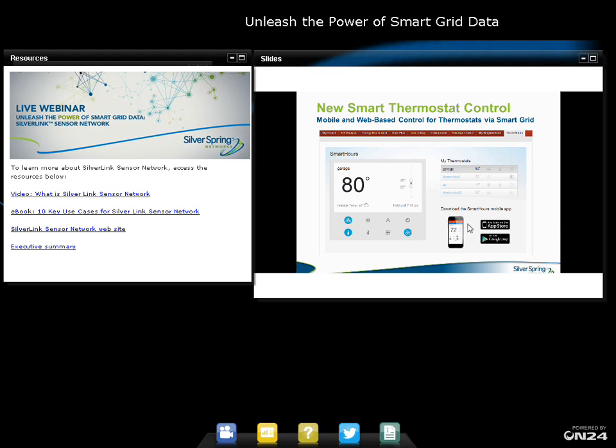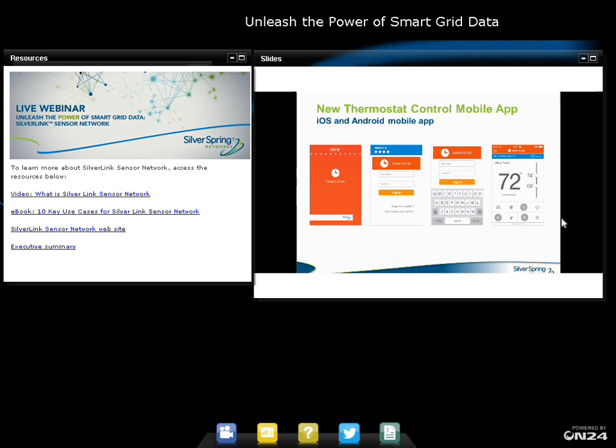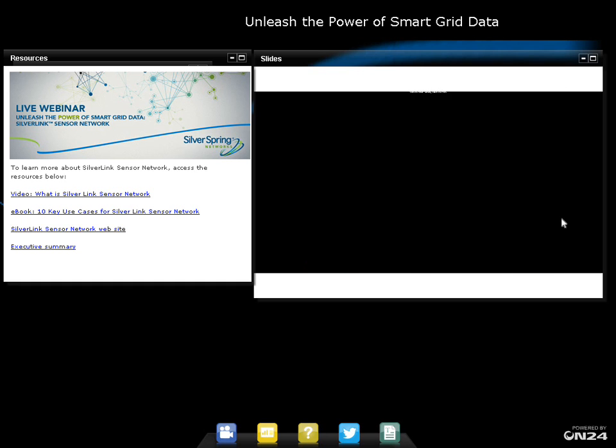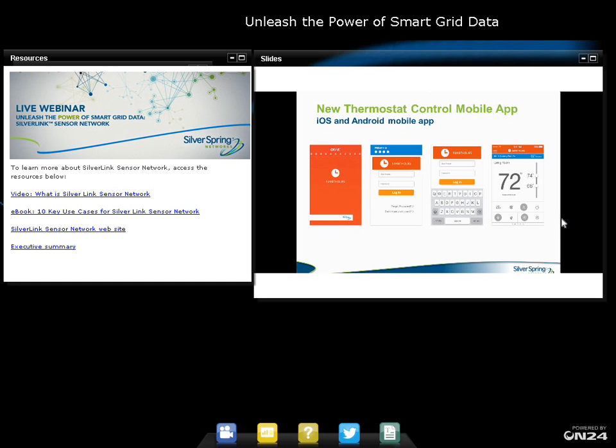We also have built a great corresponding mobile application with OG&E that's iPhone and Android compatible. Not only does it allow customers to control their thermostat, it also receives peak pricing alerts and real-time information from the smart grid about what the current cost of energy is and how setting your thermostat may affect your energy use as well. That's the type of information you can provide with the Silverlink Sensor Network. I think we'll pause there and ask if there are any questions.